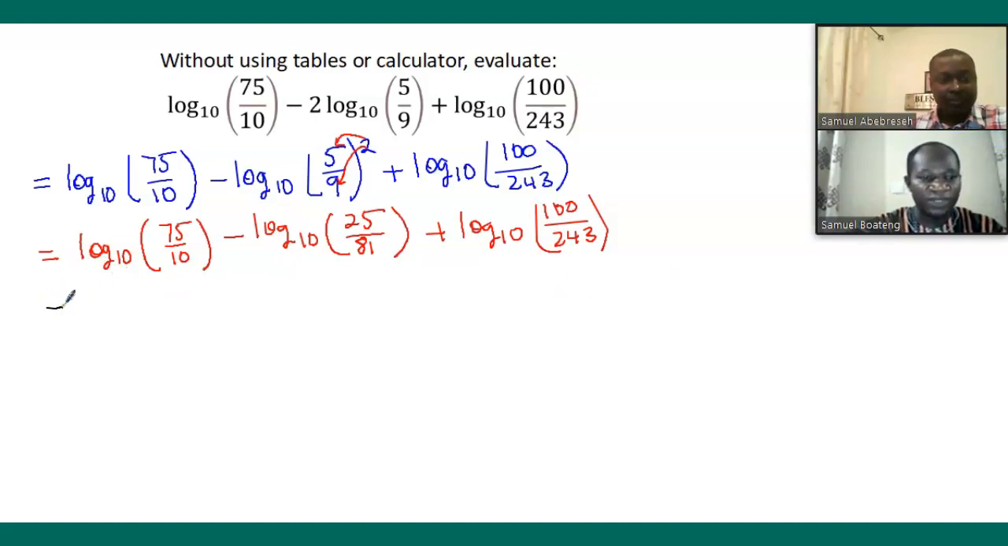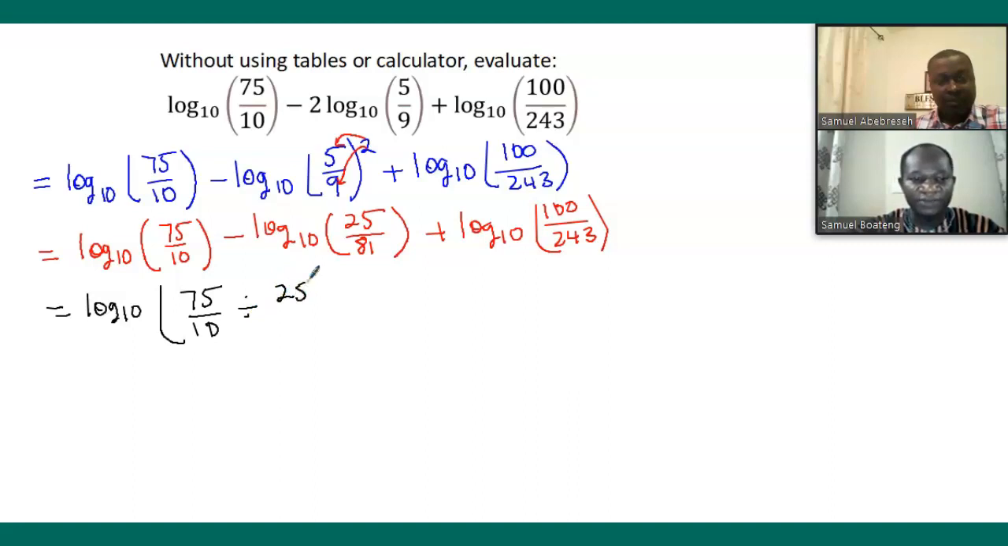So we are going to divide. Log to the base 10, bracket open, 75 on 10, divided by 25 on 81, plus log to the base 10, 100 over 243.